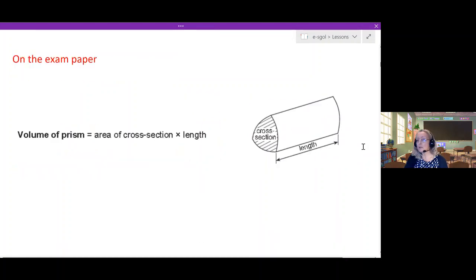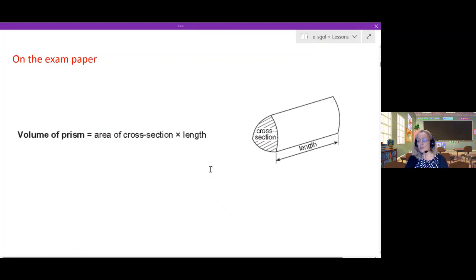So today we're going to be looking at volume, and you were given this on the exam paper, and it says the volume of a prism is equal to the area of a cross section, and that's this part here, multiplied by the length. And a prism has the same cross section all the way back. So this shape, if you cut it anywhere along its length at right angles to this cross section, it would have the same shape. And we're going to look at a few different prisms today.